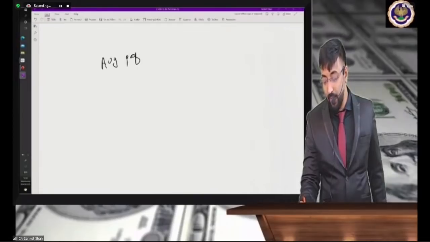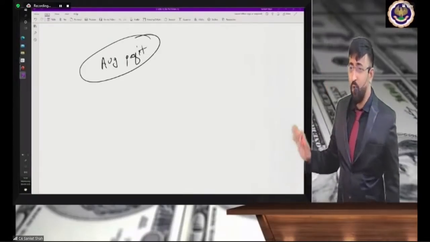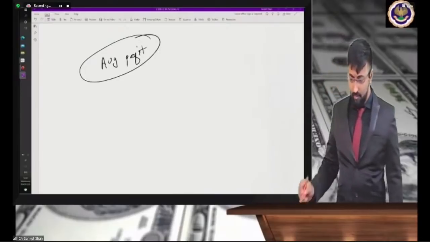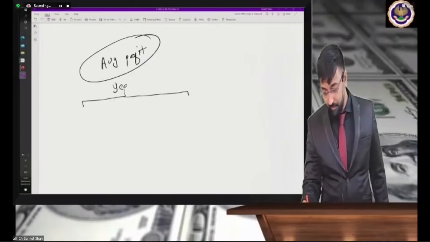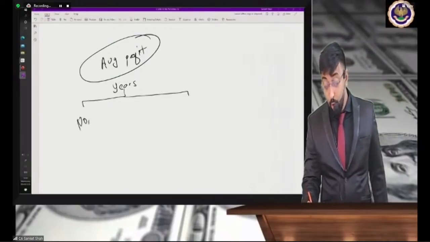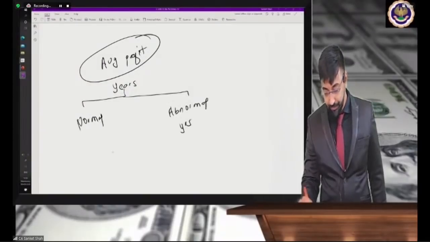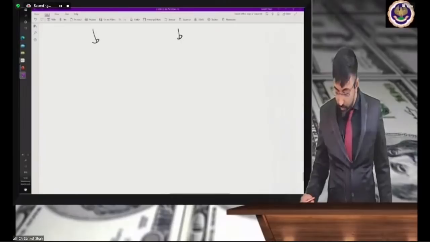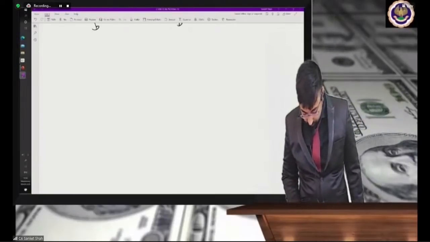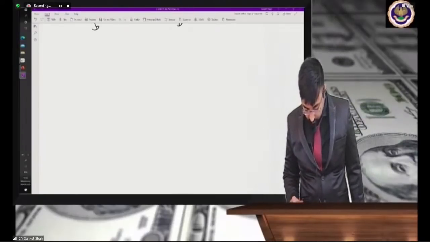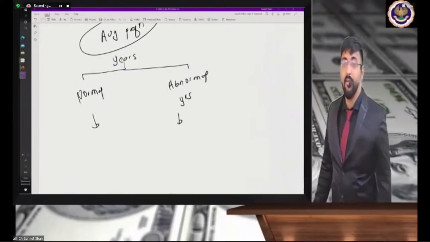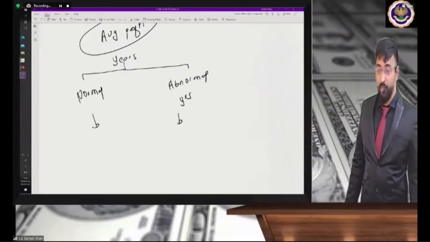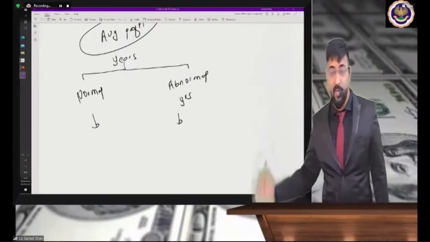In average profit and any other method, meaning not only in average profit, you have to divide years in two parts: normal years and abnormal years. Now you will say, sir, what is a normal year or abnormal year? Years, normal and abnormal. Understand this concept, abnormal and normal.